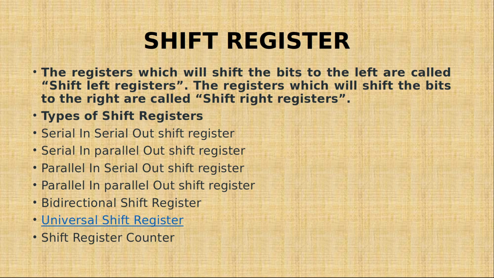So these are the different types of shift registers. The first one, serial in serial out shift register; serial in parallel out; parallel in serial out; parallel in parallel out. The other two are the bi-directional shift register and the universal shift register. Finally, the shift register counter. Except the shift register counter, I will explain everything.